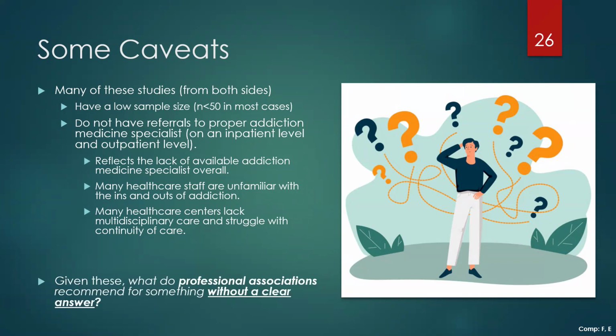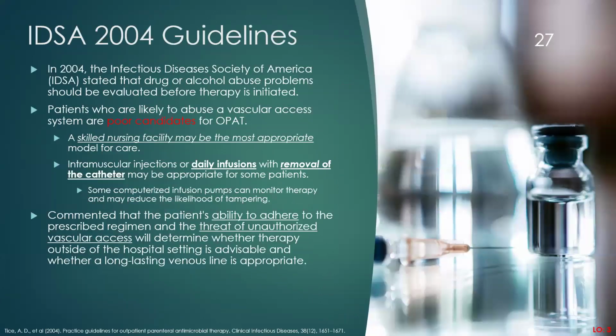Given these, what do professional associations like the American Heart Association or the Infectious Disease Society of America recommend without a clear answer? For historical purposes, this is the 2004 IDSA guidelines. Generally they recommend that people who inject drugs are poor candidates for OPAT, and they recommend sending them to a skilled nursing facility when appropriate, or using oral or injected antimicrobials when appropriate. They also recommend that you can use some computerized PICC injection equipment if it's available.